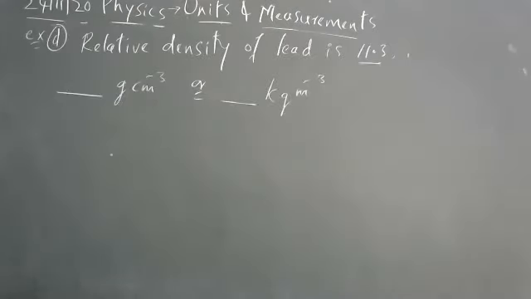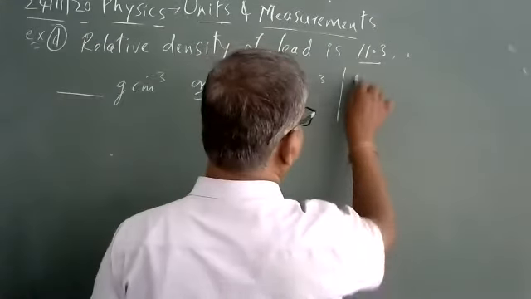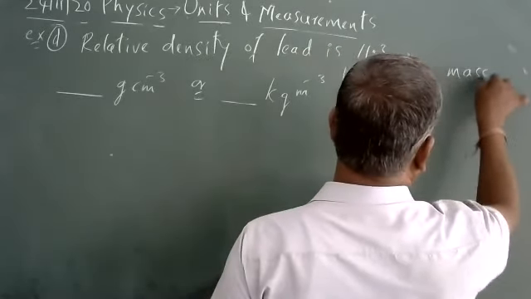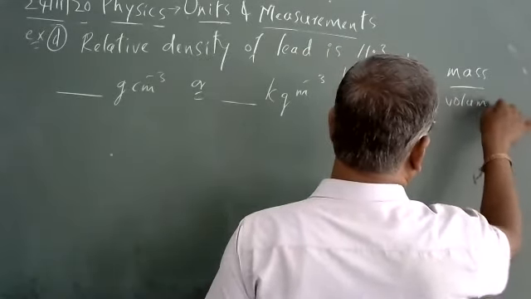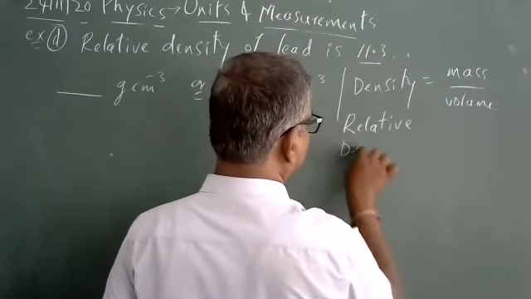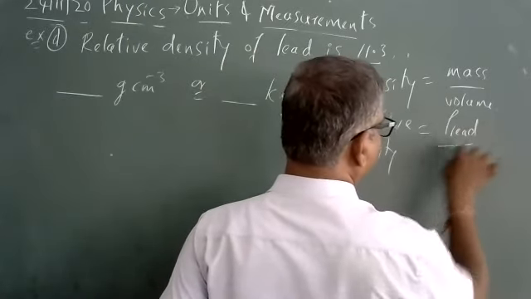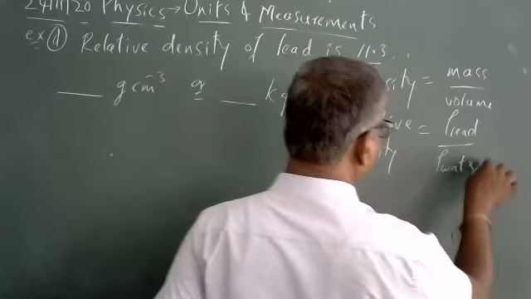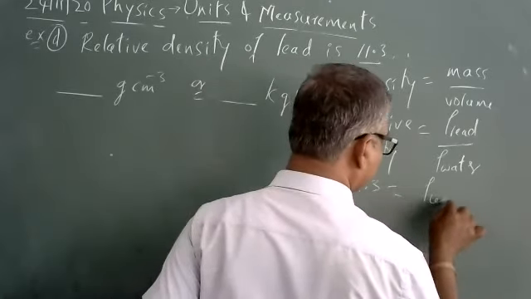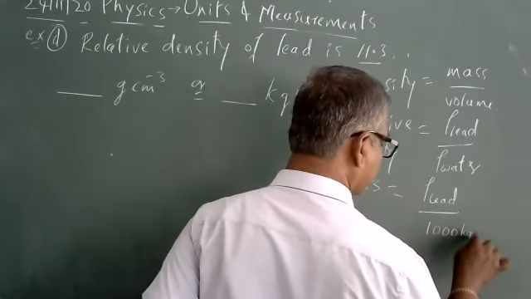Let me take the relative density of lead. We know that density is defined as mass upon volume. What is relative density? Relative density is equal to density of lead divided by density of water. They have given relative density, that is 11.3, equal to density of lead over density of water. I know the density of water, 1000 kilogram per meter cube.